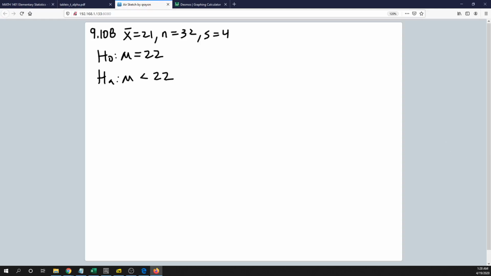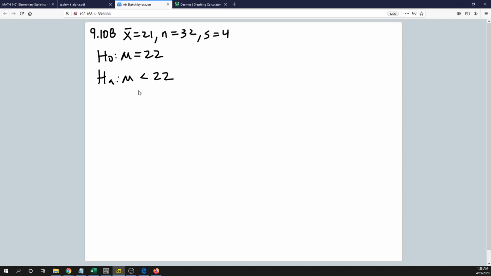All right, so we're going to run through the steps for the one mean t-test. Right here, we do not know what the population standard deviation is, but we do know the sample standard deviation. So the first step in the procedure for the one mean t-test is to determine the null and alternative hypotheses. Those were given to us in this problem.